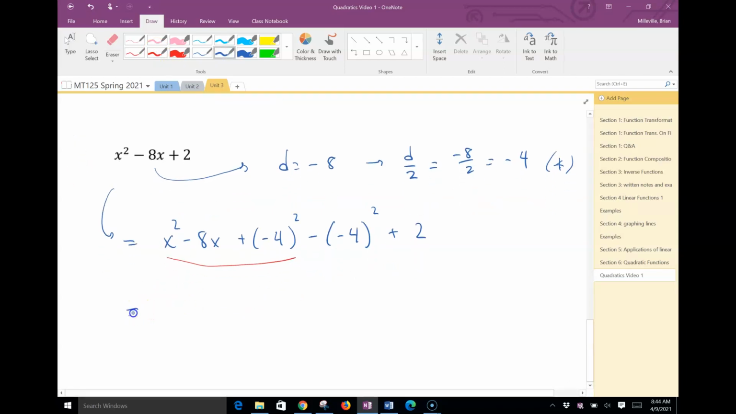Now, we've got to be a little careful with this one. It's x coming inside there, plus, I'm just going to do this for extra emphasis, you can do that in one step, plus negative 4, which we're going to write in the next step as x minus 4. That's all in parentheses, squared.